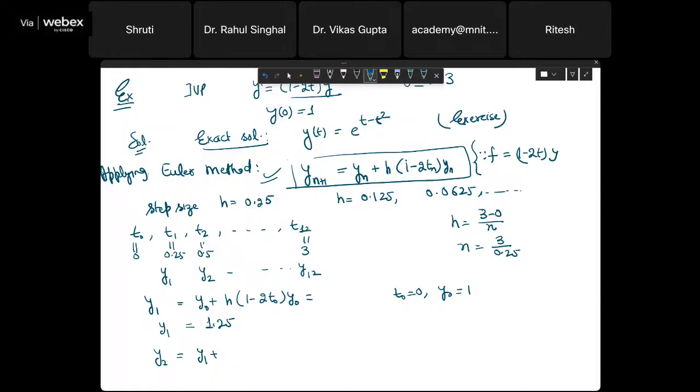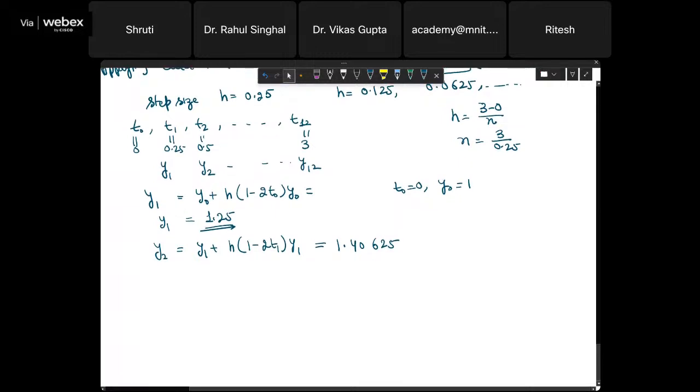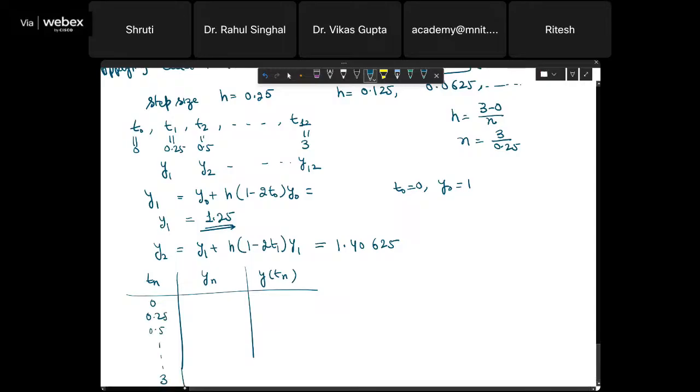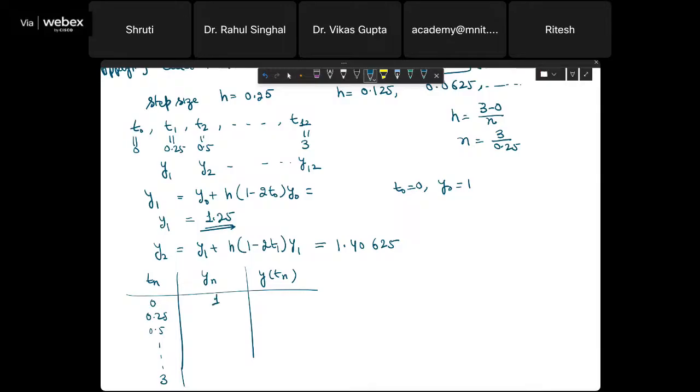Similarly, y2 you can calculate. After substituting all the values of y1, t1, etc., where y1 you have calculated in the previous step, you will get the value here as 1.40625. So likewise, we can tabulate everything and see what approximate solutions we are getting, and the exact solution also you can tabulate. Here tn you can write, here yn you can write, then in the next column y(tn) you can write. So 0, 0.25, 0.5, likewise you can continue up to the last one, and correspondingly write down the values over here.